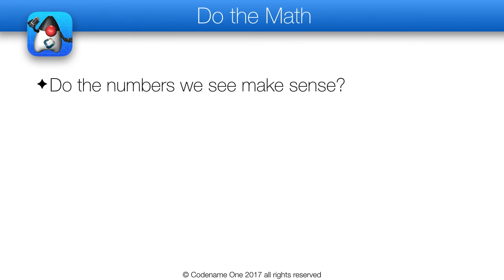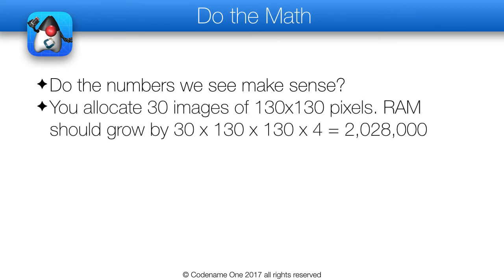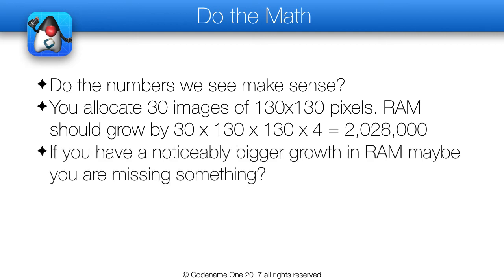One of the important things we need to do when looking at a profiler is basic back of the napkin math. Do the numbers we see make sense? This is true for both memory and CPU profiler. Say your code allocates 30 images that are 130 by 130 pixels. Your memory should grow by 30 times 130 times 130 times 4, which means 2 million bytes. This will mostly show up in the byte array growth.